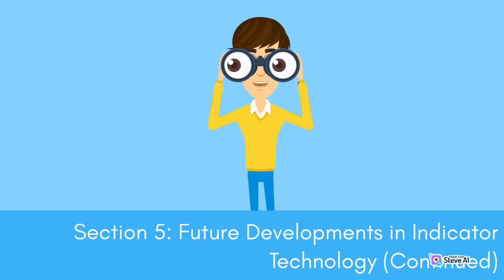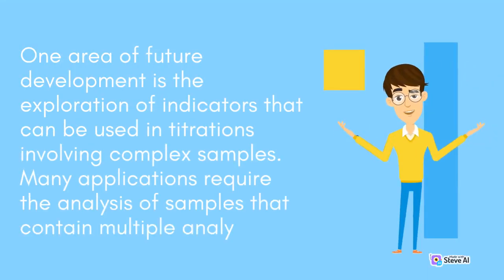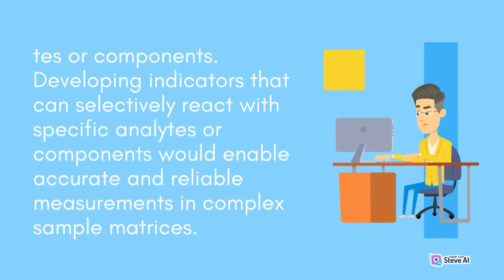Section 5: Future developments in indicator technology, continued. One area of future development is the exploration of indicators that can be used in titrations involving complex samples. Many applications require the analysis of samples that contain multiple analytes or components. Developing indicators that can selectively react with specific analytes or components would enable accurate and reliable measurements in complex sample matrices.